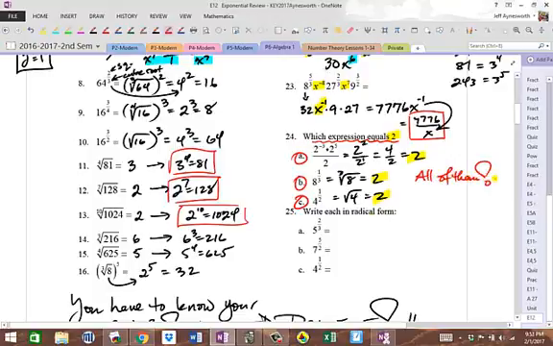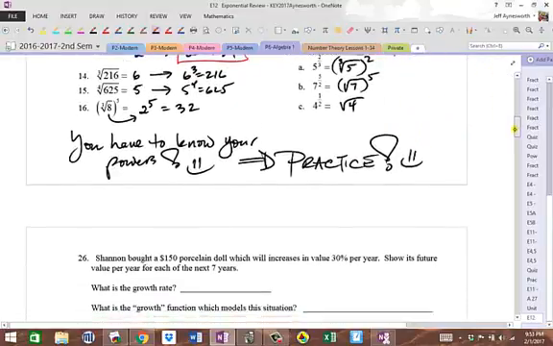Okay, each in radical form. So let's do that. So this is the cube root. So let's write the cube root first and then square it. This is a square root. So the square root of 7 to the 5th. And this is just the square root of 4. I don't have to evaluate it. I want to write it in radical form only. No need to evaluate, because it doesn't ask. It just says write in radical form.